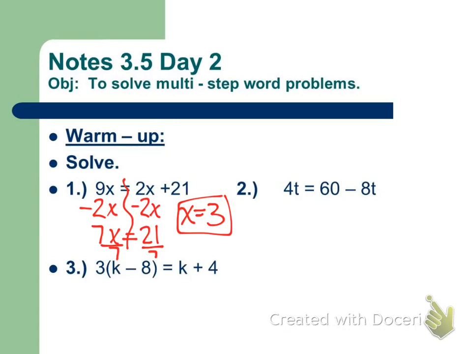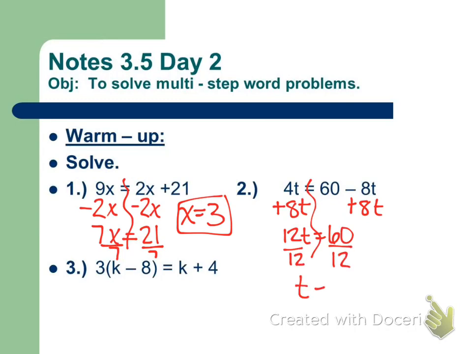All right, Natalie, what did you do on number 2? Good. Okay. Wonderful. All right, so again, we get all of our variables together and then we start solving.